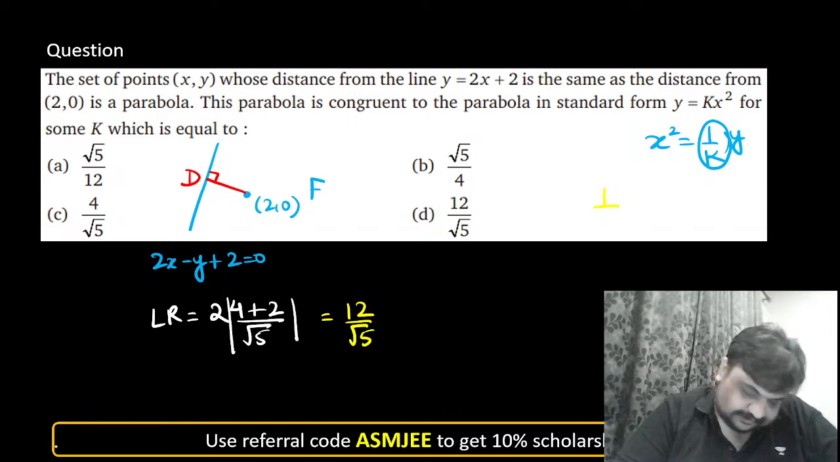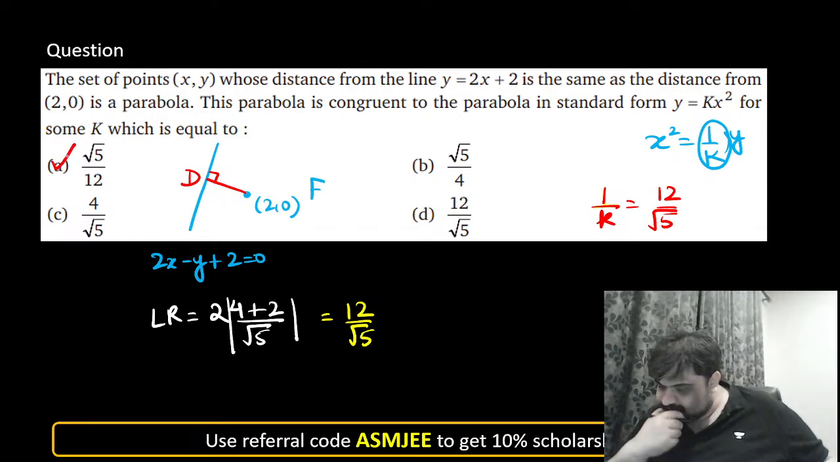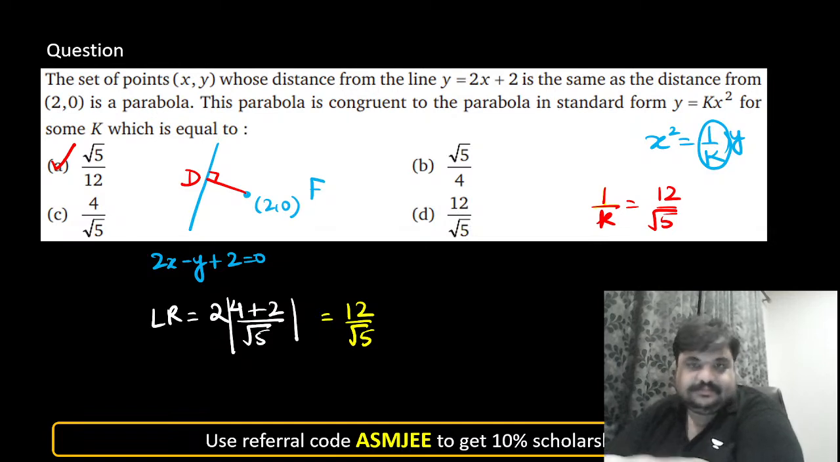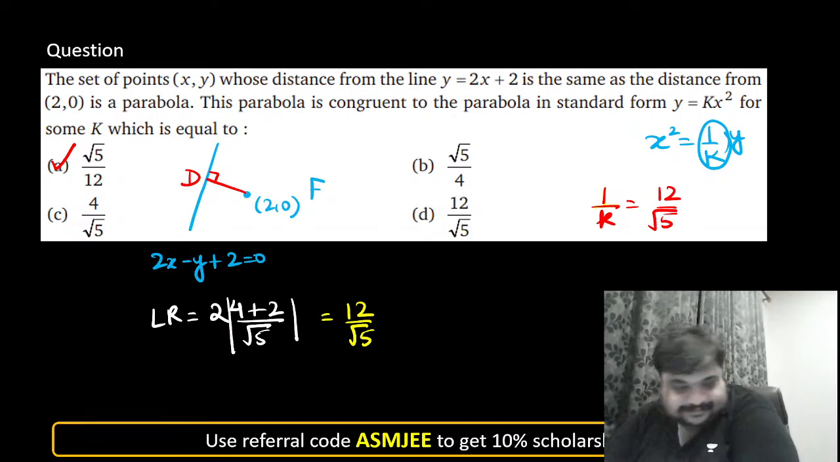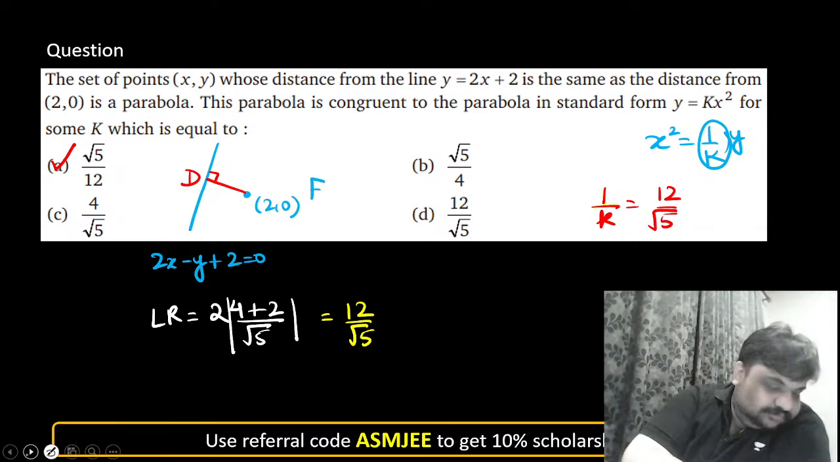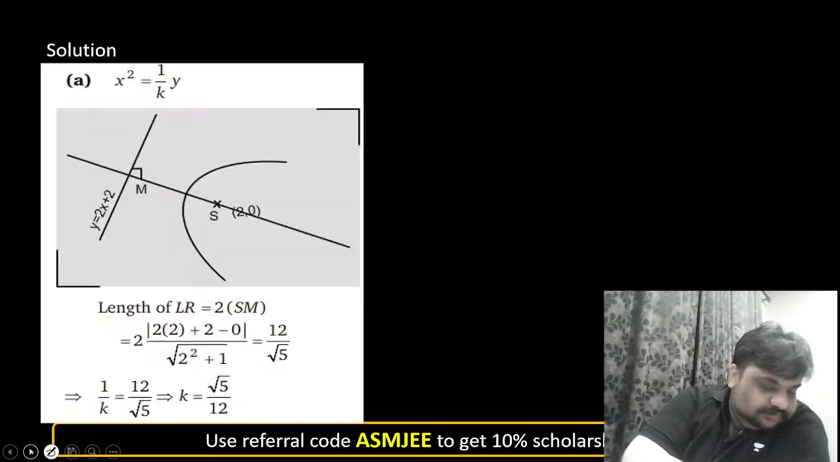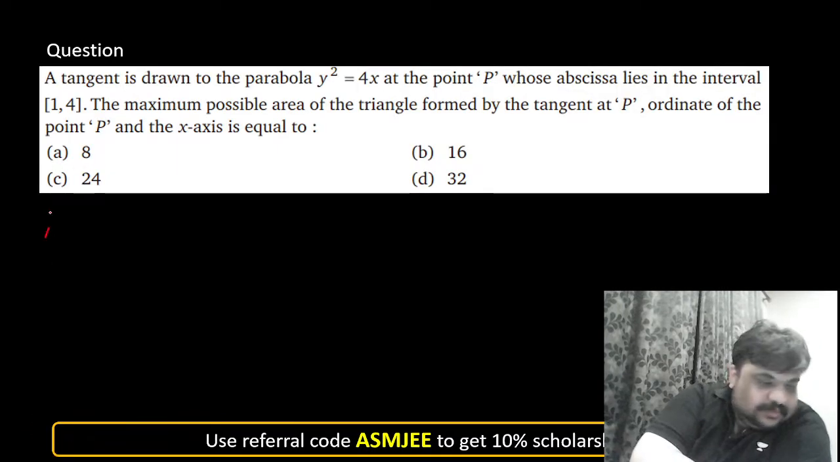So 1 by k is equal to 12 by root 5. So k is root 5 by 12. Option A. Happy? No. 1 by k is 12 by root 5. K is root 5 by 12. We need k, right? Solve this one now.